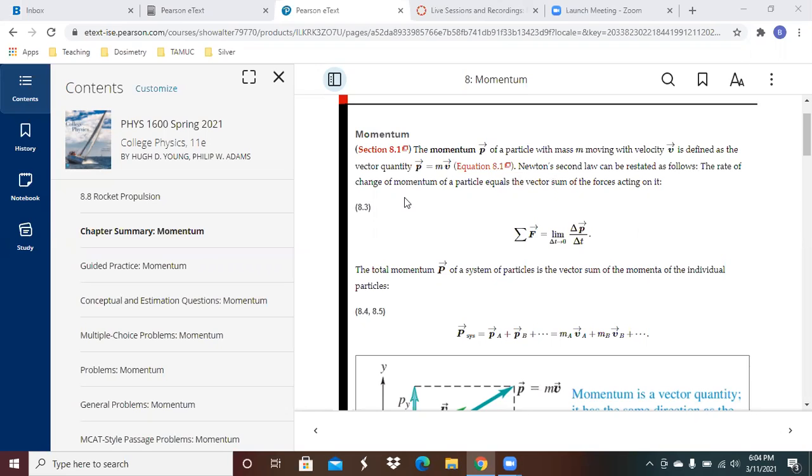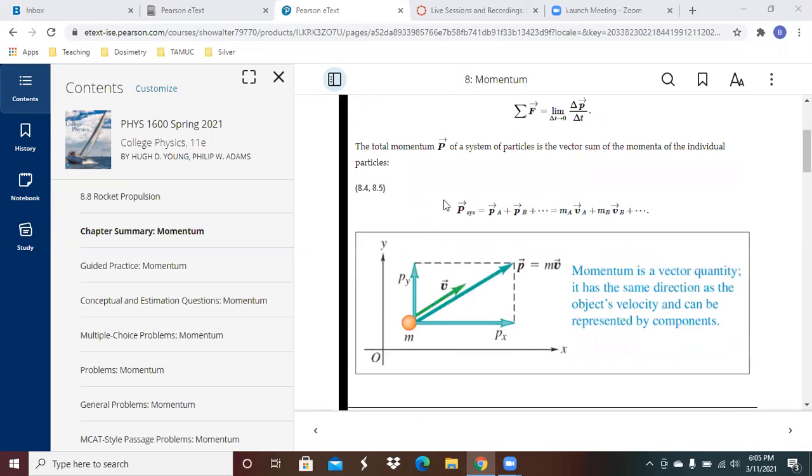So we're going to say that the rate of change of momentum of a particle is going to be equal to the vector sum of the forces acting on it. What that means is we're going to look at the change in momentum over the change in time. The reason we look at things that way is because if we take the mass and the velocity and judge how the velocity changes, then the mass times the derivative, or the change in velocity over the change in time, is going to be the same thing as acceleration. So that's how these two things link together.